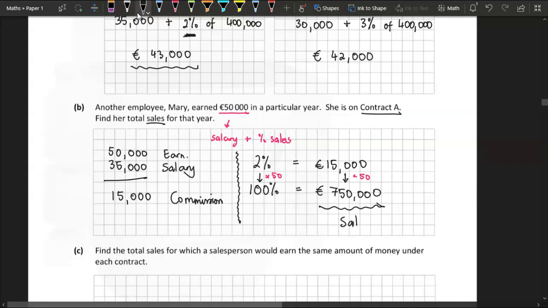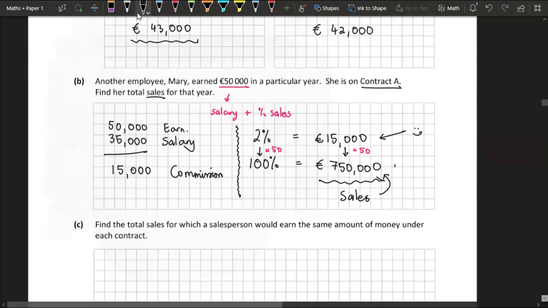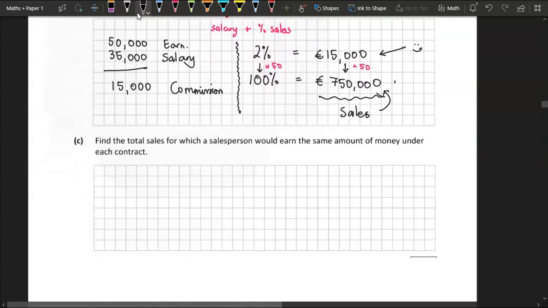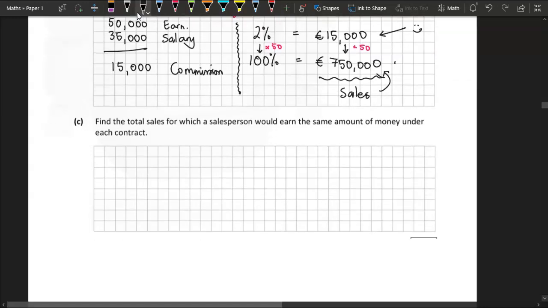Now again, this is the sales that she brought into the company. She didn't make this money. Okay, these are the sales she brought in, and look at it backwards so you can understand it. If she brought in 750 grand of sales and she gets a 2% commission, then the 2% of the 750 grand sales is 15,000, and this makes sense. Okay, so that's all you're looking for, the 750,000. Not the most obvious question, and there is a couple of other ways of doing it. Some people would divide by 2% here as well. Just depends on what you want to do.